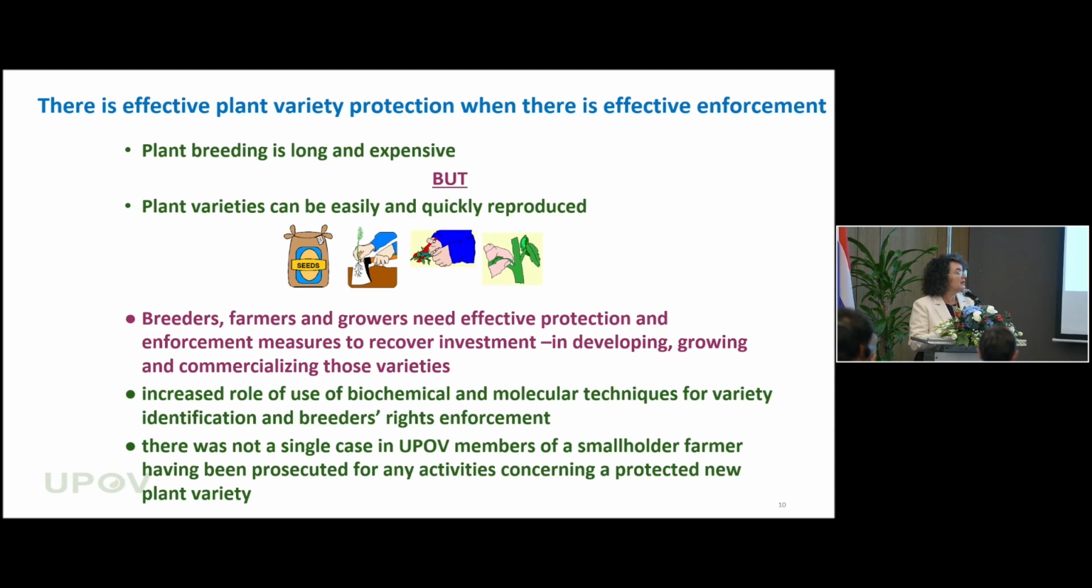This is why there is not a single case in UPOV members where smallholder farmers have been prosecuted in actions because of infringement of plant breeders' rights. In principle, what is important is that the commercial farmers contribute to pay the fees for improved varieties. But then there may be possibilities for smallholder farmers to be provided with different access to them in a way that is balanced and takes into consideration the development needs and the need for smallholder farmers to have access to improved and protected varieties.